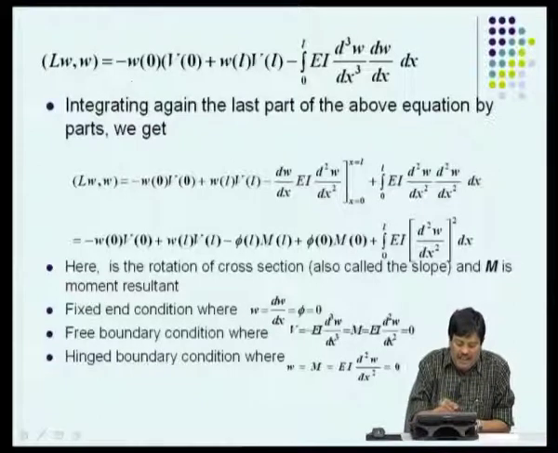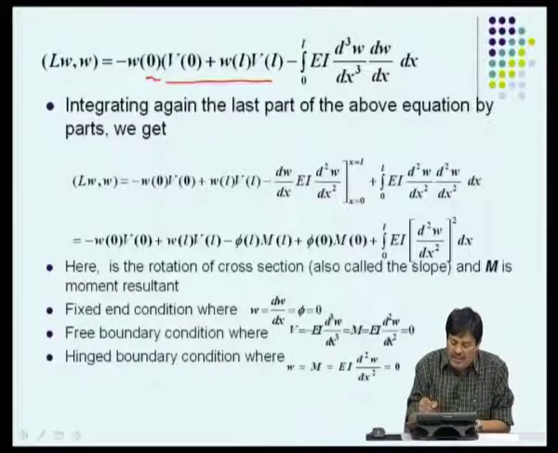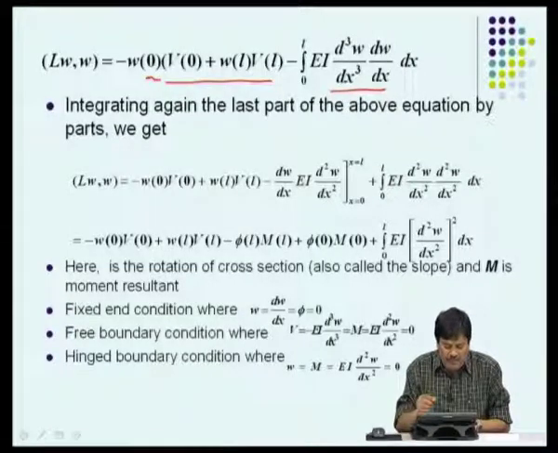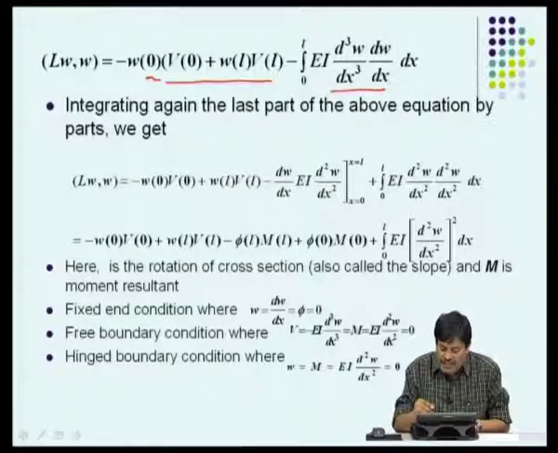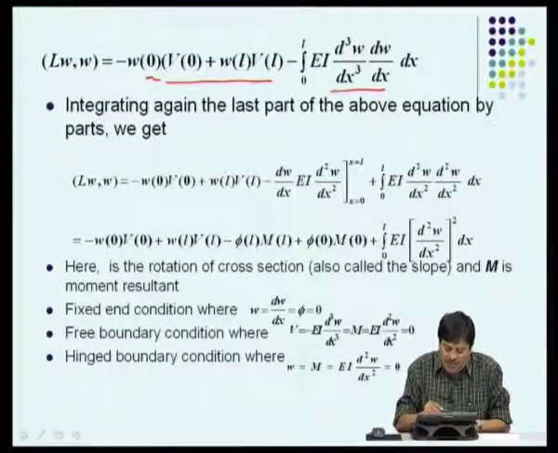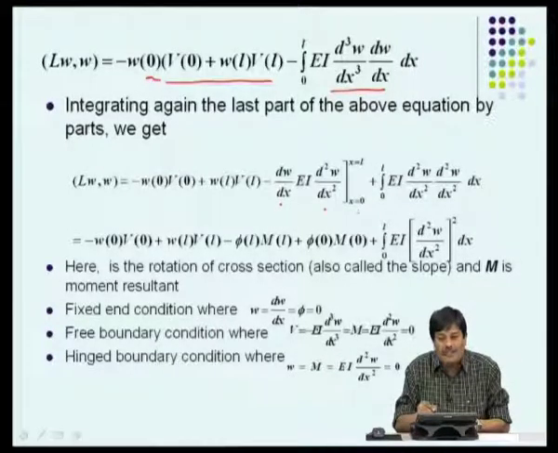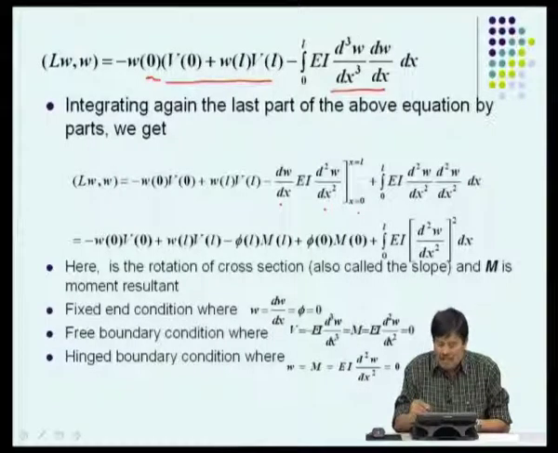So, we can write this expression, and again we have this. We again use integration by parts for this portion. When we do that, we take this as a first function and this is second function. So, we say first function into integral of second function is EI d square w by dx square, evaluated at x equal to 0 and L, plus we have this term.